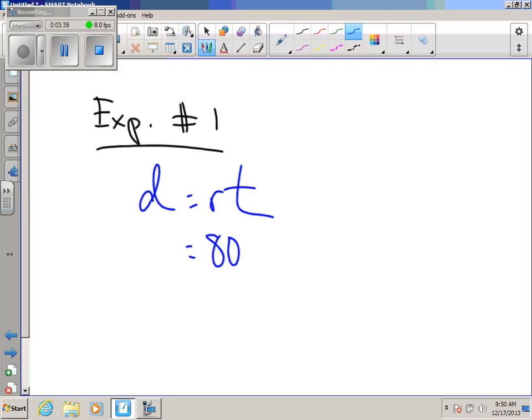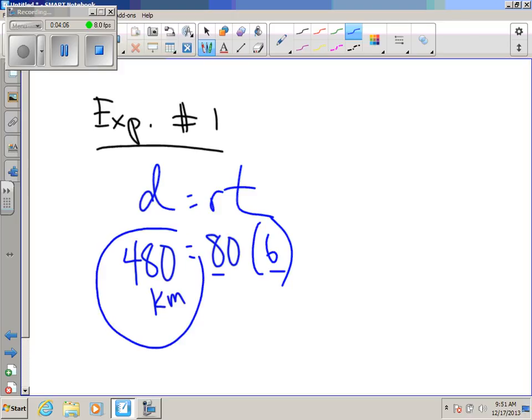The rate? The labels will help you recognize what they are. Okay? The labels will help that. Then, 6 hours. Distance or a time? Time. 8 times 6 plus the 0. 480 what? Kilometers. Okay. All right. Very good.